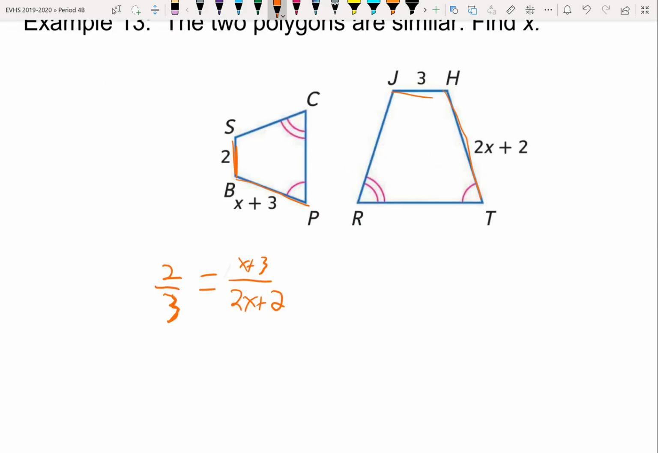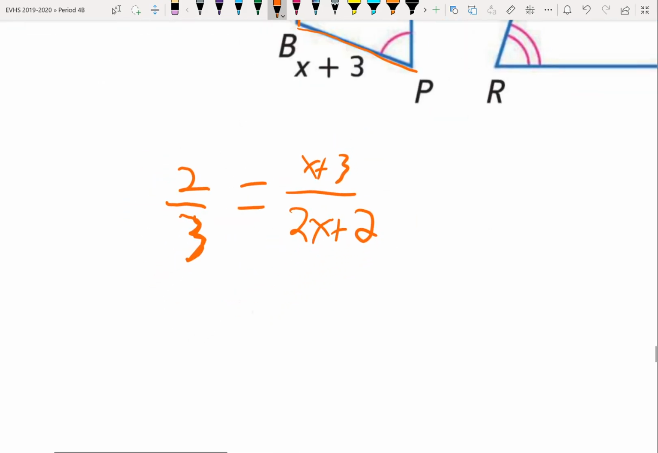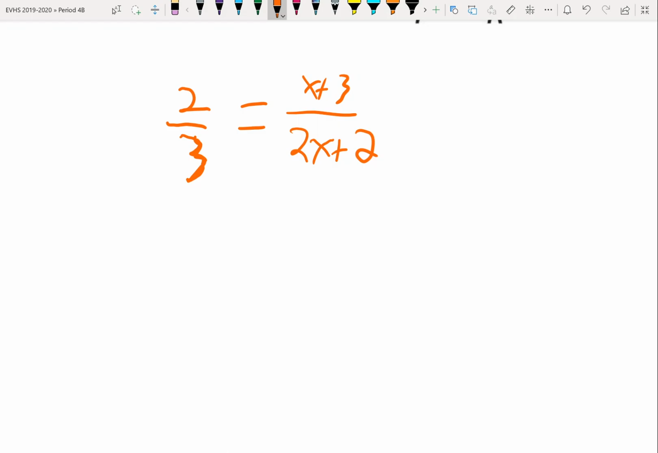Now, cross multiply, and this is where I told you at the beginning, I'm just going to go straight to the distribution step. First, 2 times 2x plus 2 is 4x plus 4 equals 3x plus 9. I distributed those as I went. Now, let's solve this. I'm going to subtract 3x on both sides. 4x minus 3x is x. 3x minus 3x goes away. Subtract 4 on both sides, and I get x equals 5.